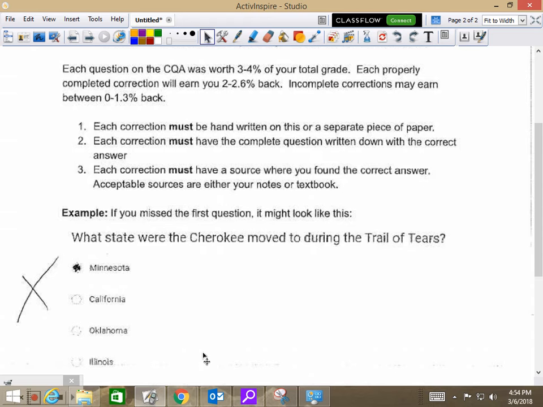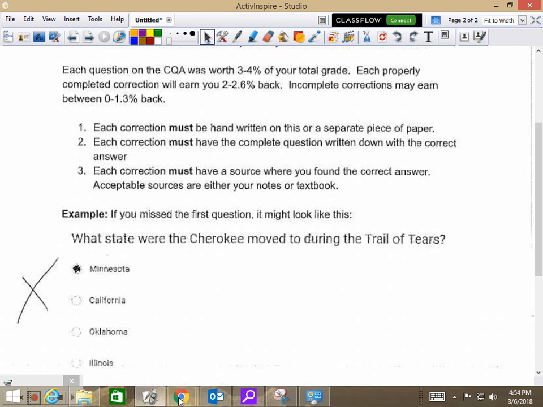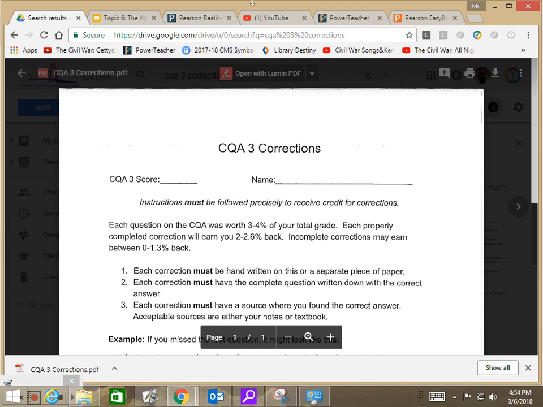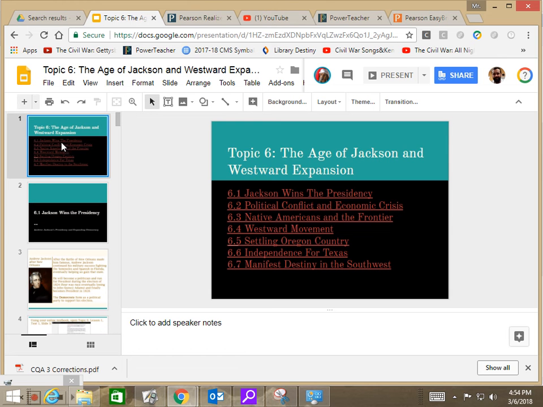So there are 2 ways to seek out the answer. You can use your notes or the online textbook. We're going to do both in this demonstration. So let's say I have my topic 6 notes open. That's where the Trail of Tears would be.